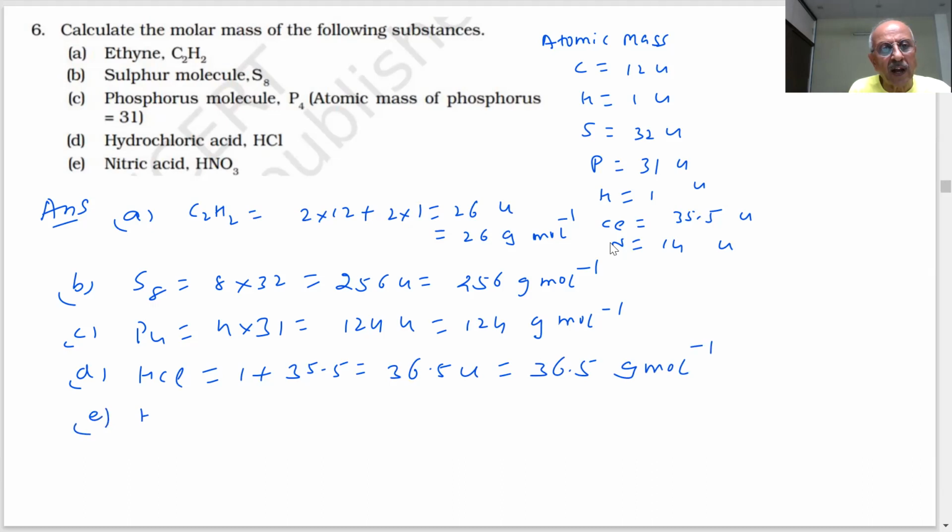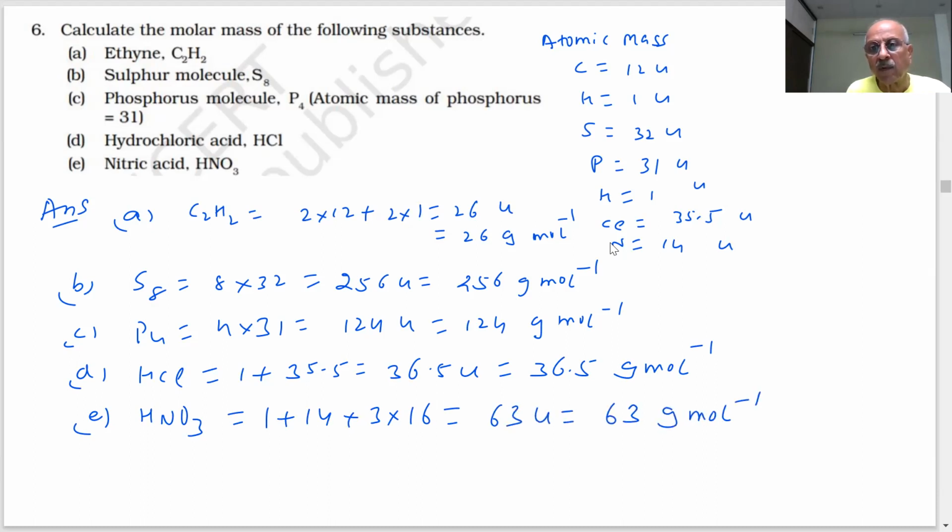Next, we are writing HNO3. 1 plus 14 plus 3 into 16. How much is that? 63 u, 63 gram per mole. Note down everything, students.